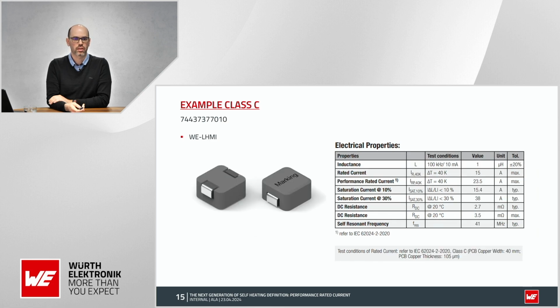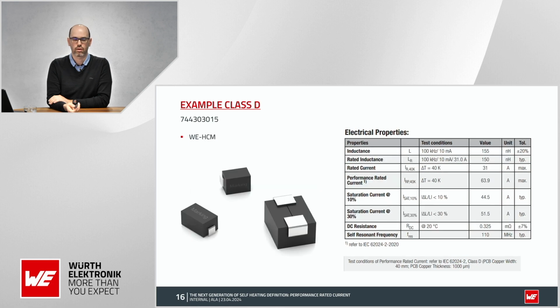And an example for class D. So it's an LHMI. This is a molded component, which is again normally used in high packing density applications. And then again here we have the performance rated current, and then also mention that this is measured now with the class C PCB. And then you can also see here's the thickness of the cover trays and so on and so forth. So if you are interested in details, you can get all of them.